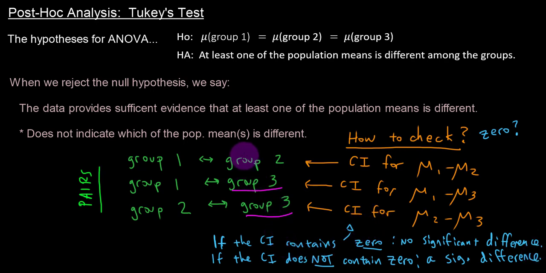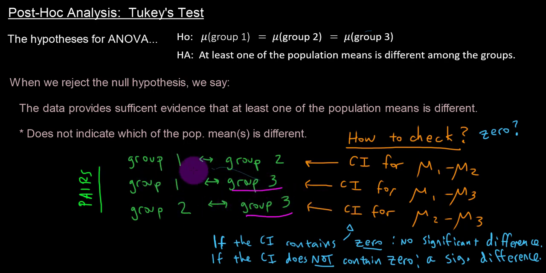And so this is essentially what Tukey's test does: it's going to break up all the pairs. If you've got 3 groups, then there's going to be 3 pairs. And it's going to do a confidence interval for each of those pairs. And it's a way to look, hey, if 0 is in the interval or not, that's going to be an indication of which group seems to have a significantly different population mean from the rest.